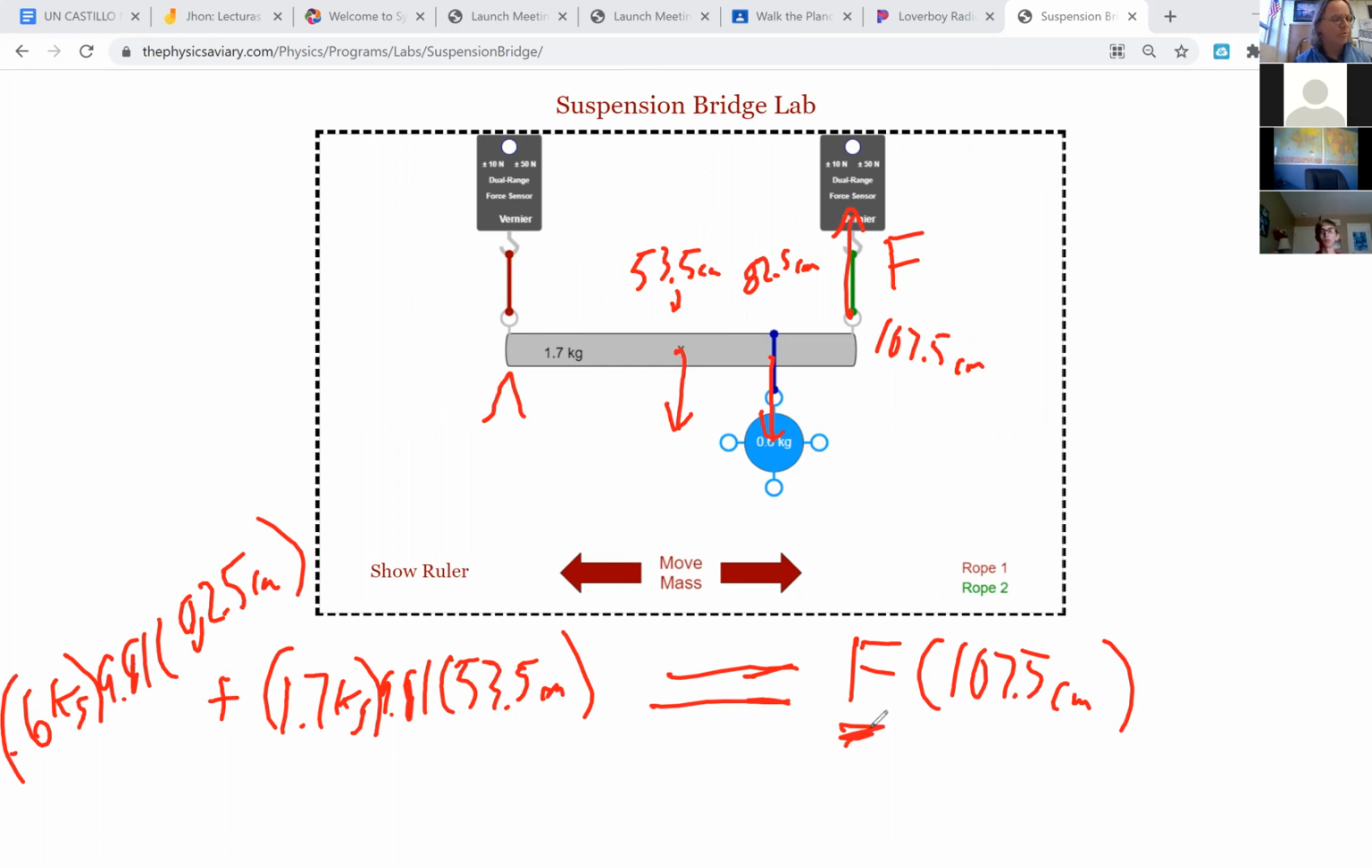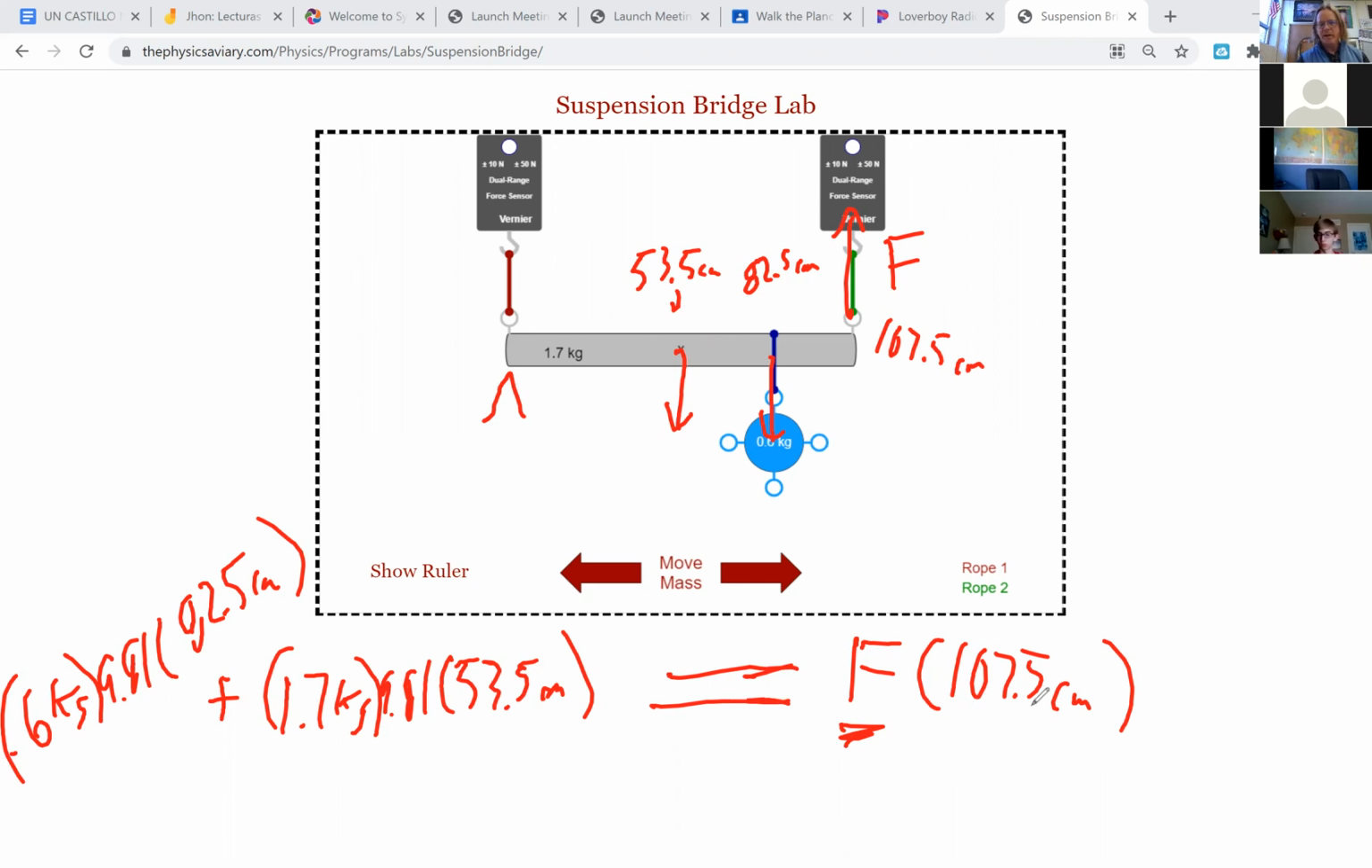I'm going to solve for that force right now. So I've got 0.6 times 9.81 times my 82.5 centimeters plus 1.7 times 9.81 times 53.5 equals, so that's my total torque in centimeter newtons, 1377.78. Now I'm going to divide it by my distance over here.